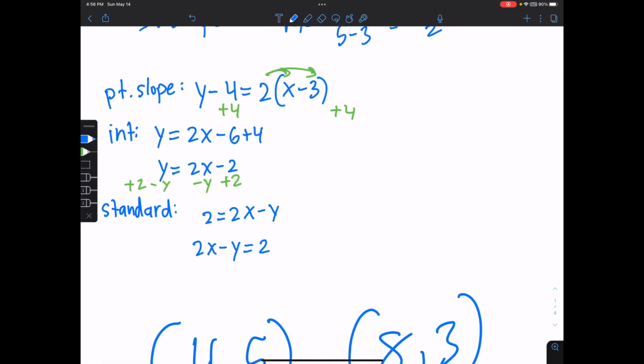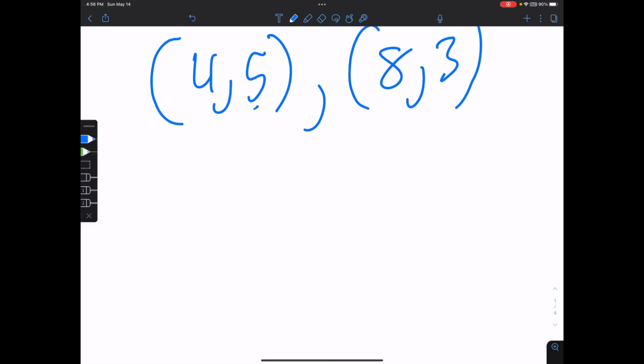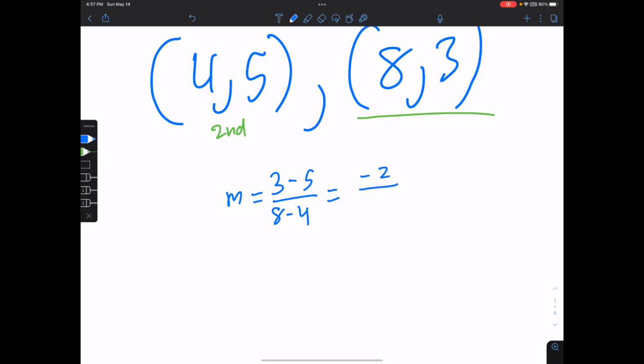From here, I'm just going to go on autopilot. You guys know how to change from point slope to intercept form. It only might get hairy when the slope is a fraction. So here, let's first calculate our slope. I'm going to use this as our first and this as our second. So 3 minus 5 over 8 minus 4. On the top we get negative 2, and on the bottom we get 4, which simplifies to negative 1/2.